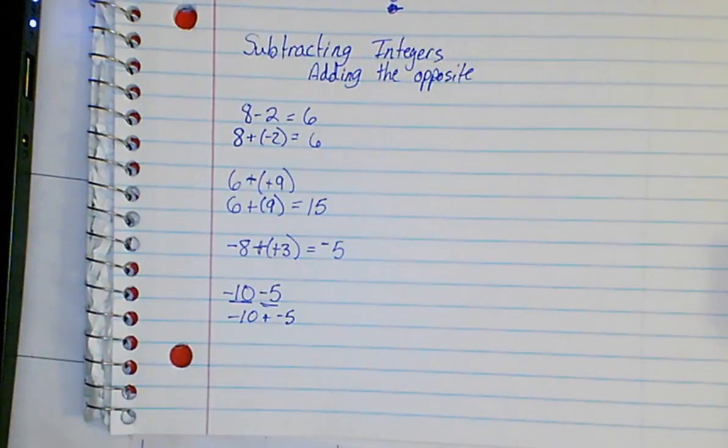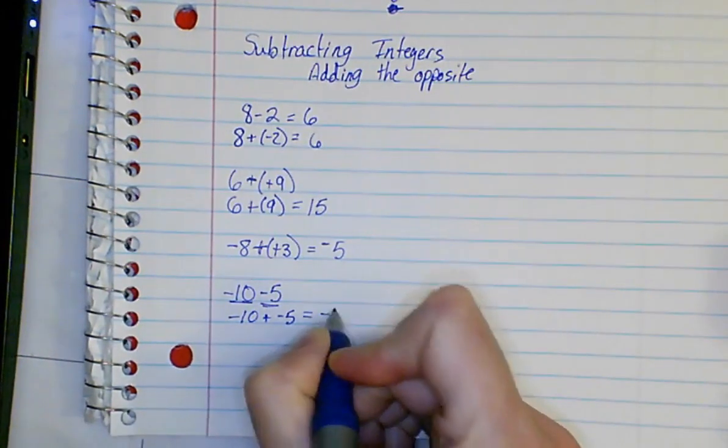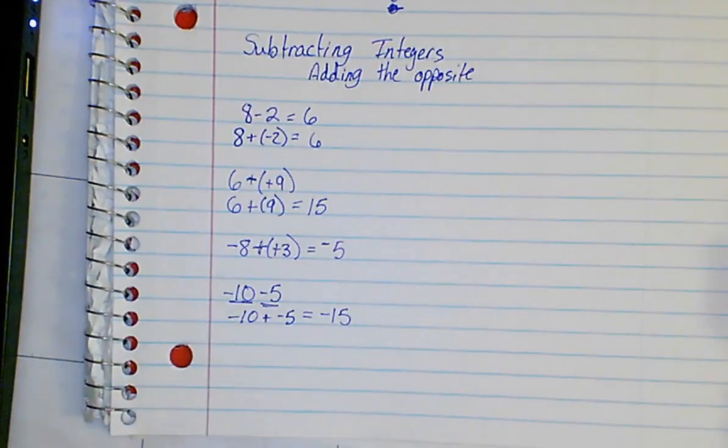So there's multiple ways to think of subtraction. Just pick the best explanation you understand and stick with it. So this will be a negative 15. The same signs, you add them, keep the sign.